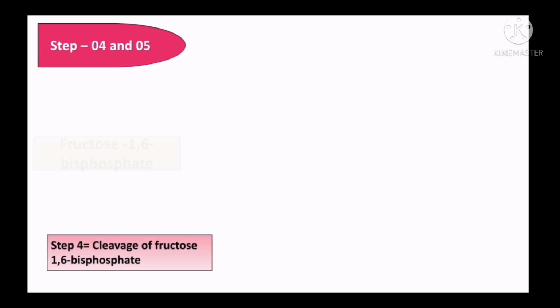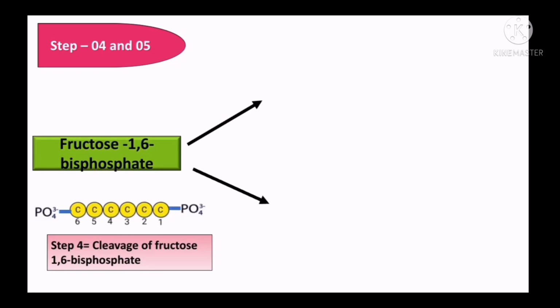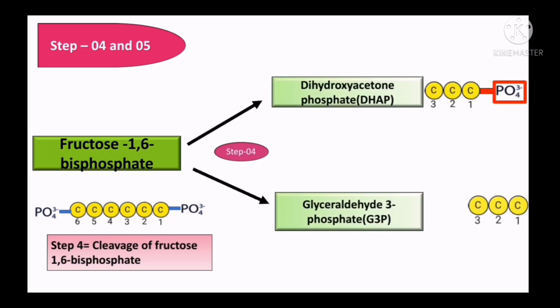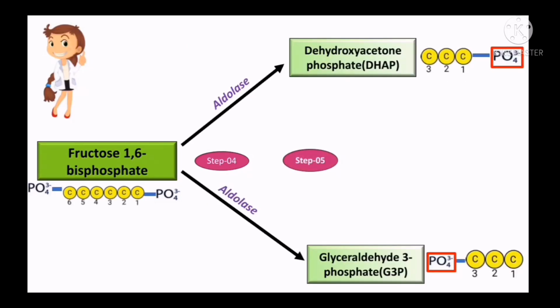Well, the fourth step is defined as the cleavage of the fructose 1,6-bisphosphate molecule, because during this step, the fructose 1,6-bisphosphate molecule is split into two different molecules. The first one is the dihydroxyacetone phosphate molecule and the second one is the glyceraldehyde 3-phosphate molecule. Let's move on to the fifth step. Actually, these compounds are isomers. So, during the fifth step, these two molecules can be interconverted into each other because of this isomerization process.